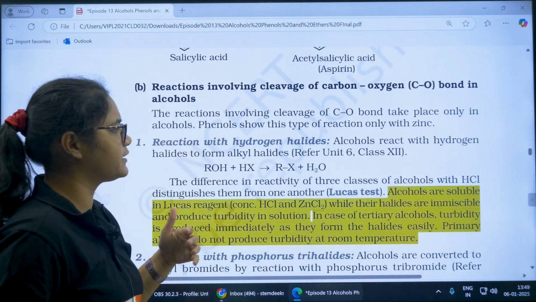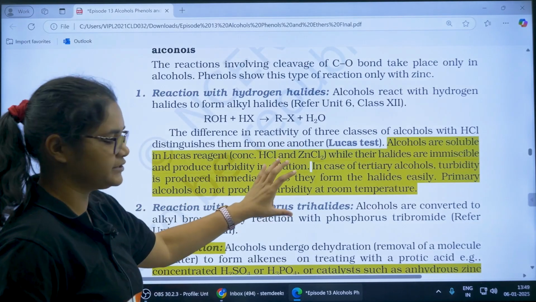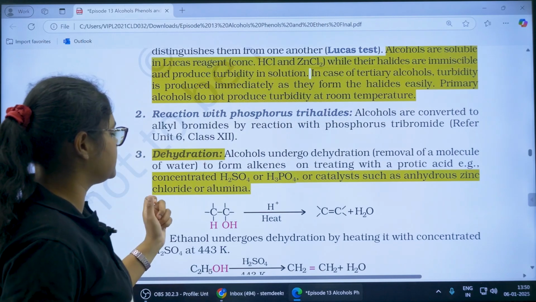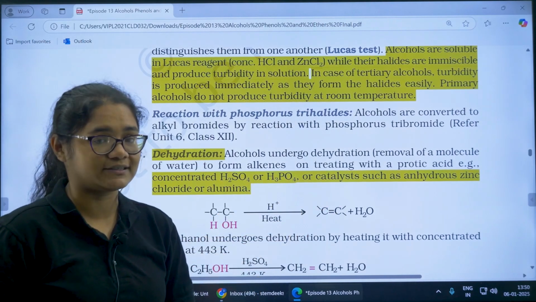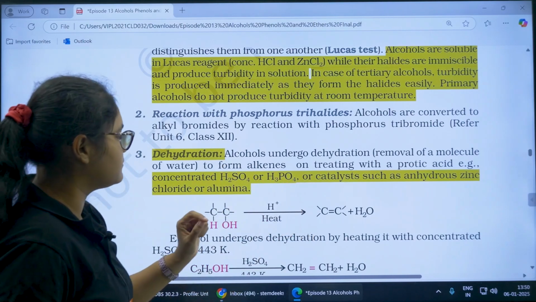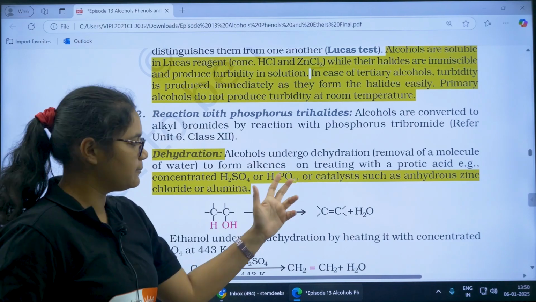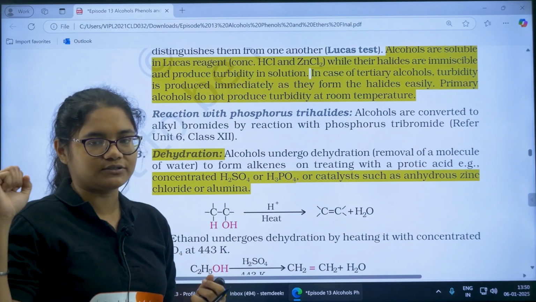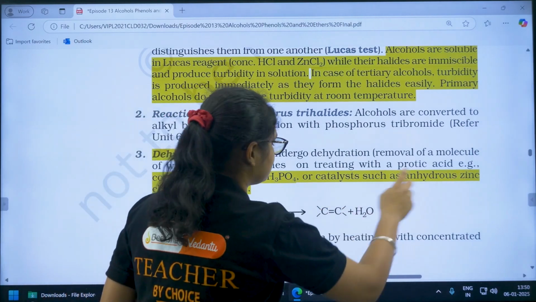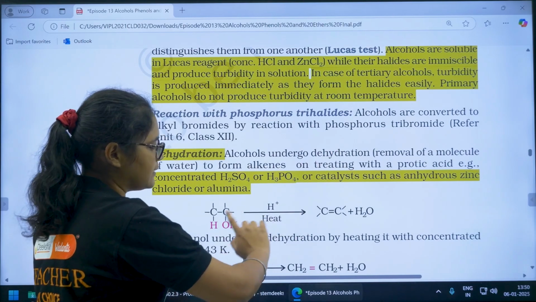Next, the reaction involves the cleavage of the C-O bond. Here you have the general Lucas reagent, and the Lucas test is there, which I think everybody should know. Then we have the dehydration reaction. What reagents can be used for dehydration? Generally we know H2SO4 and H3PO4, but others like anhydrous zinc chloride or alumina can also be used. Suppose a fill in the blanks question is there and you know only H2SO4 is a dehydrating agent, but some reagent like this one is given. You should not get confused there. All these reagents will do the same reaction.